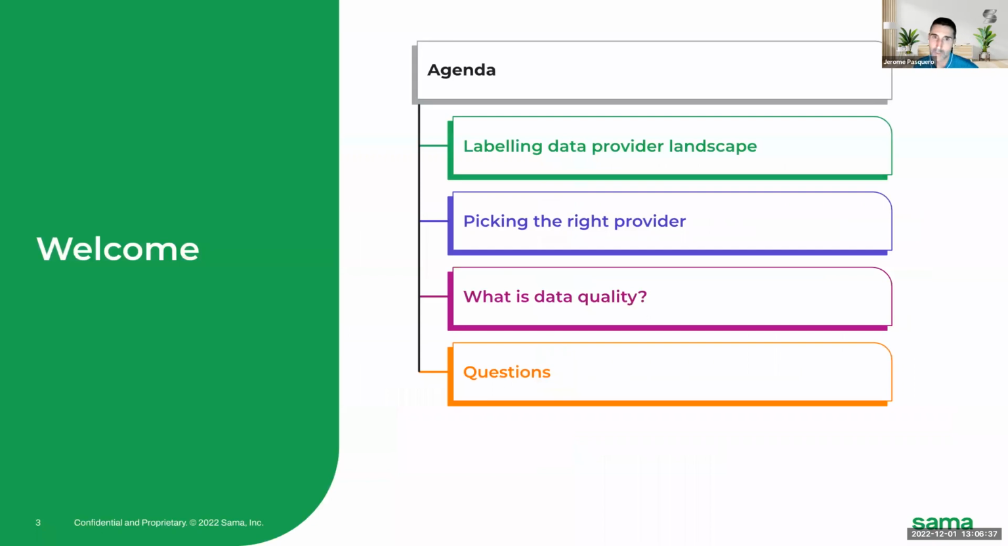So what are we going to be talking about in the next half hour, 45 minutes? Well, as promised, we'll be portraying a little bit of the labeling data provider landscape out there, just so you have your landmarks and you understand. It's pretty crowded, but there are big categories. Then we'll dive right into the different criteria that you should be looking into when you're picking the right provider. That is the core of the talk. We'll start simple and we'll increase in the level of complexity and importance when picking your provider.